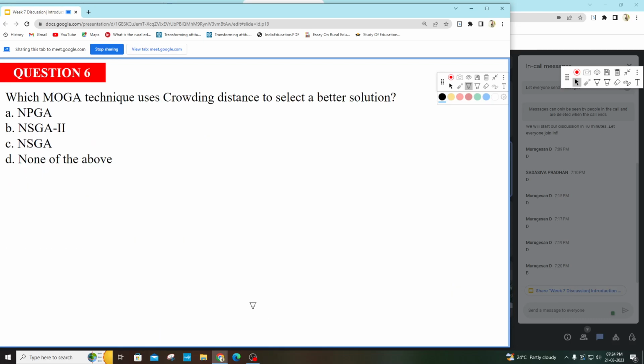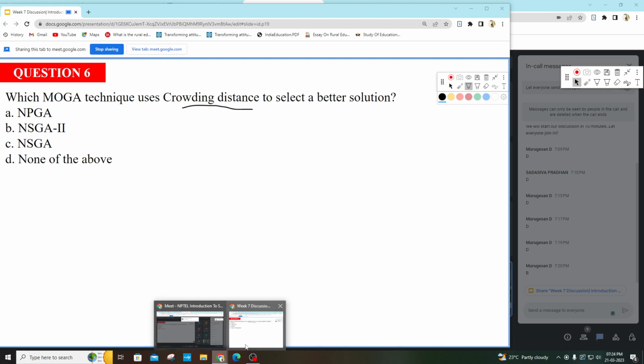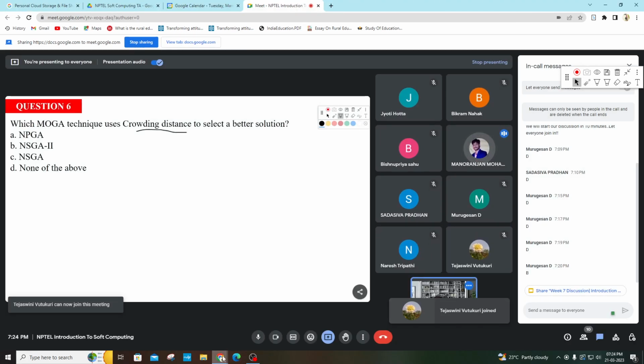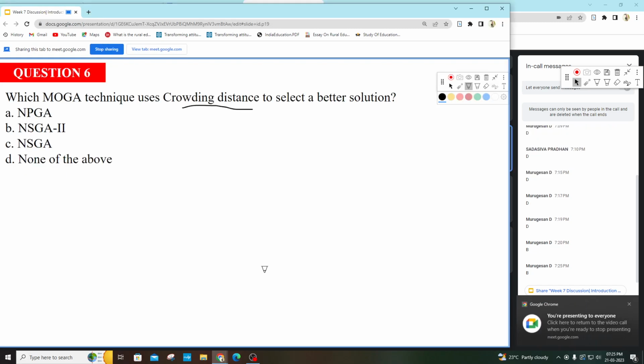Okay. So let's move on to the sixth question. Which MOGA technique, or multiple objective genetic algorithm technique, uses crowding distance to select a better solution? I want everyone to guess this. I have discussed it many times. Yes, sir, NSGA-2. Okay, and we answered this. Any other guesses? Anyone with any other guess or wants to say anything?